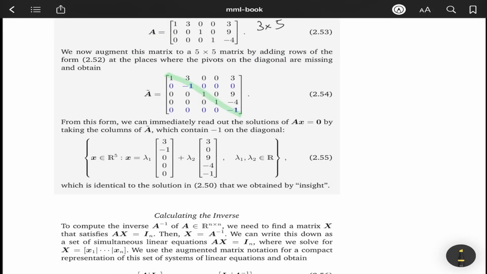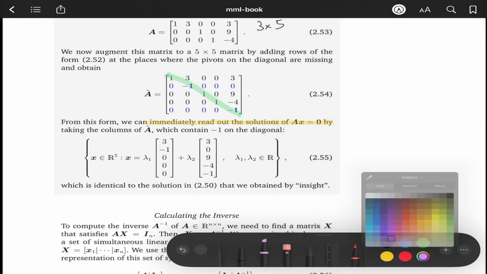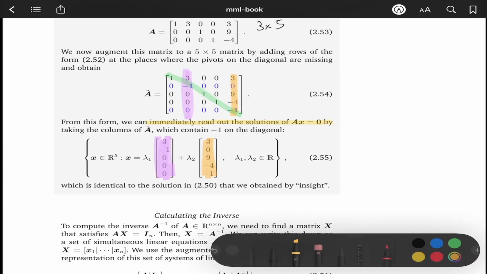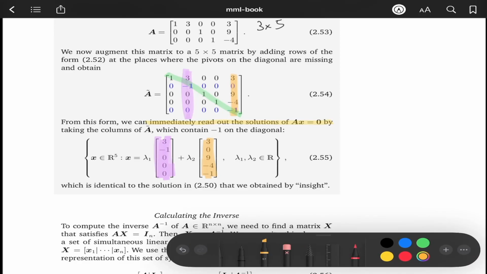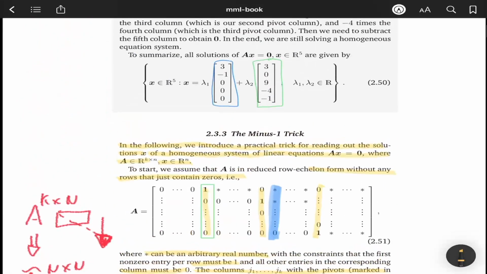Okay, now they're saying we can immediately read out a solution. Okay, so they are saying the solution is exactly, the first one is this one, and the second one is that one, because of the -1 in the green line. Okay, this should be identical to what we had before. Let's double check that.